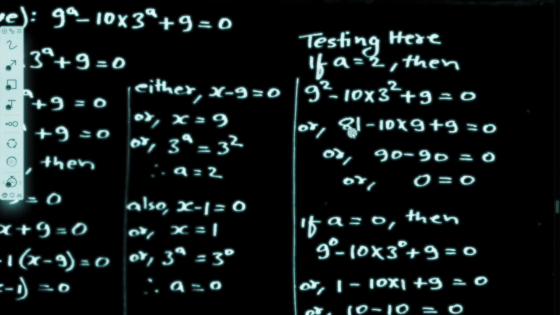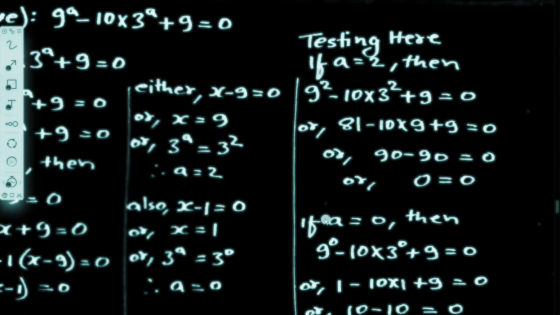Here 81 plus 9 is 90, and 90 minus 10 into 9. 10 into 9 is 90. 90 minus 90 is 0, so 0 equals 0. It means our answer a equals 2 is right. This satisfies our equation, so this is our right answer.